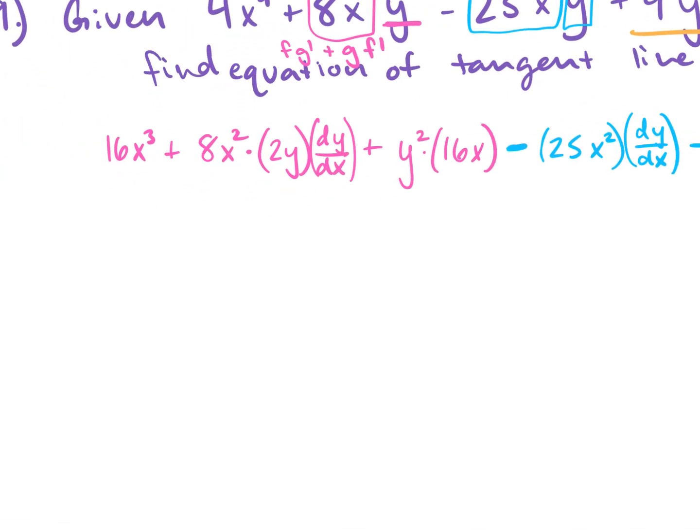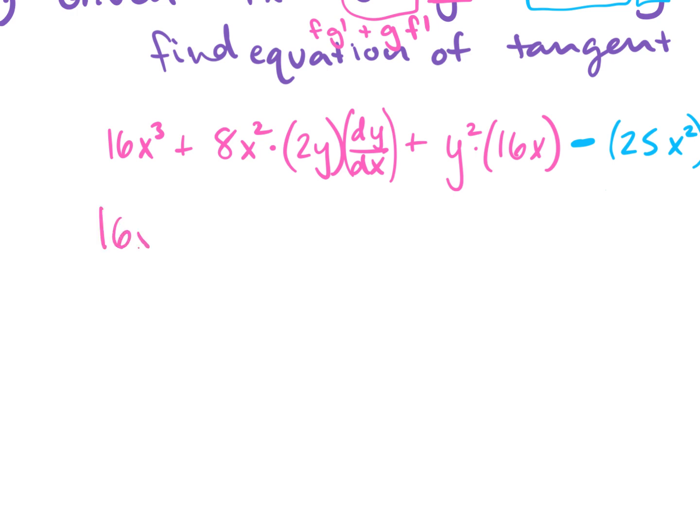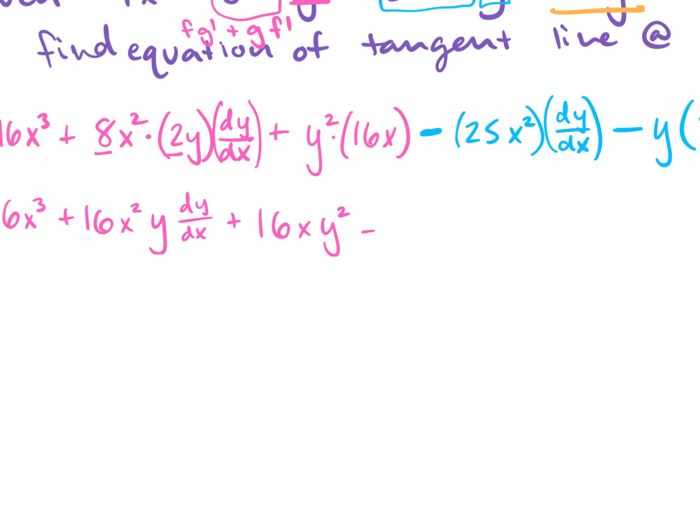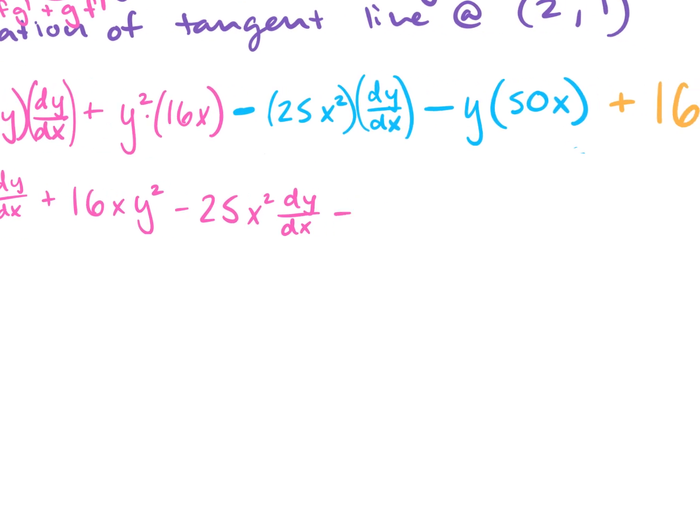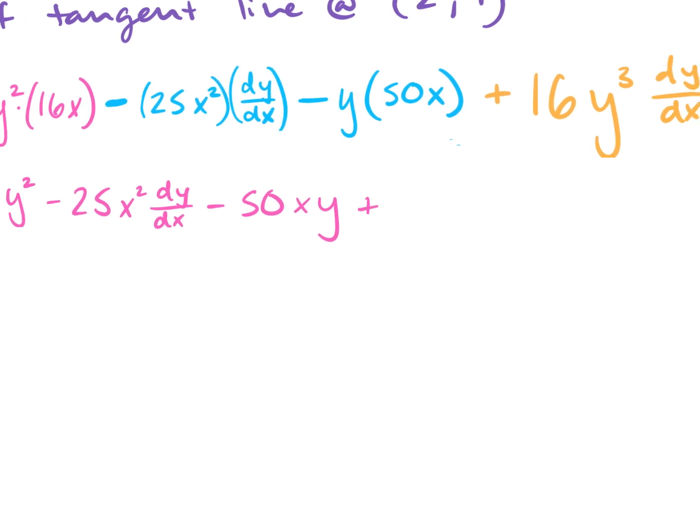Let's simplify a little bit. So 16x cubed. Here I have 8 times 2 would be 16x squared y times dy/dx. Plus, here we have 16x times y squared, minus 25x squared dy/dx, minus 50xy, plus 16y cubed dy/dx.